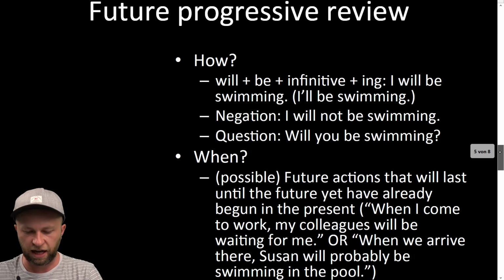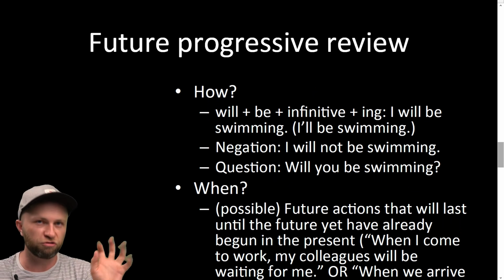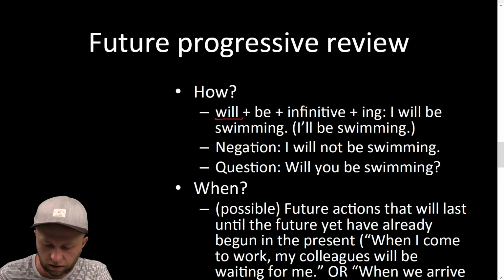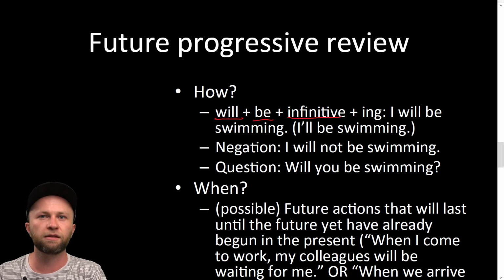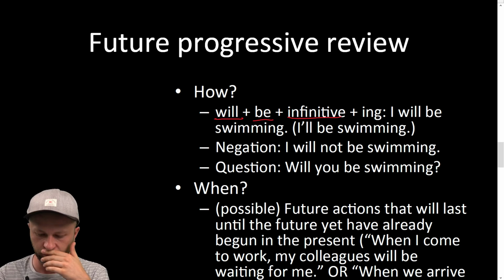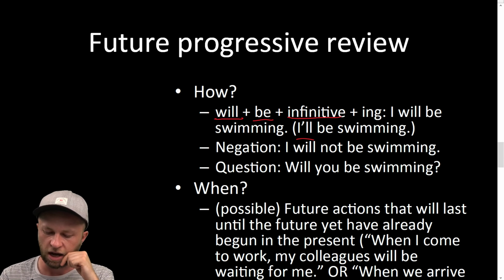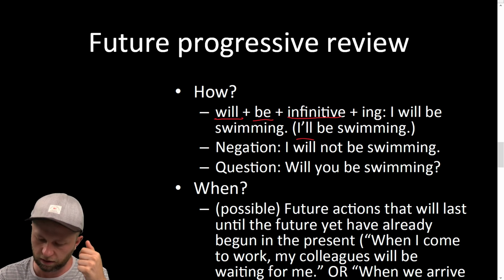So let's have a look at the future progressive, the trickier one of the three. It is formed with will, be, the infinitive form, plus ing. So four puzzle pieces for this tense. As an example, I will be swimming, or the short form, I'll be swimming. The negation, I will not be swimming, or I won't be swimming if you want to shorten it.